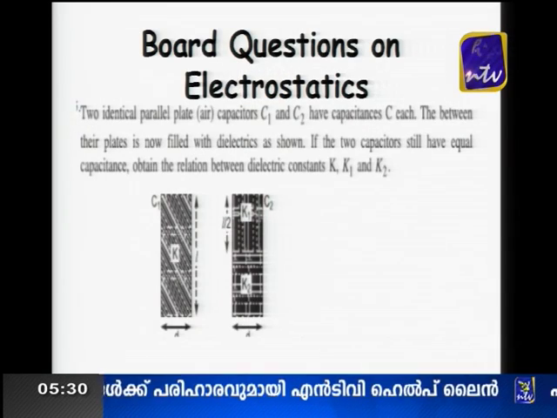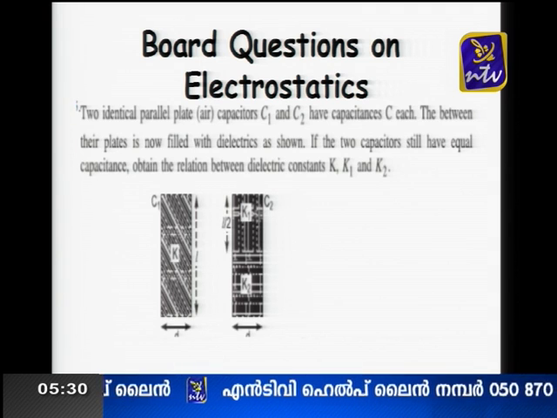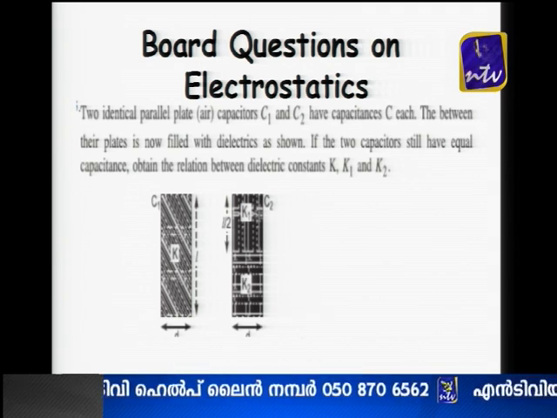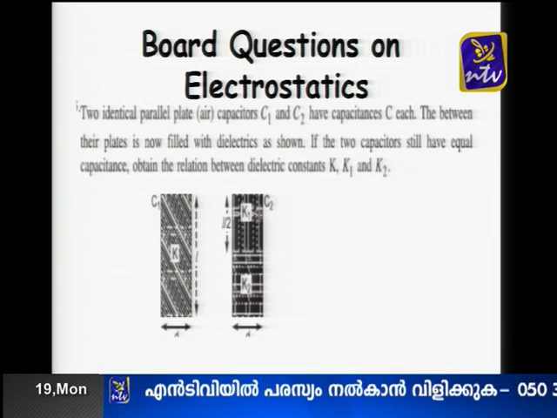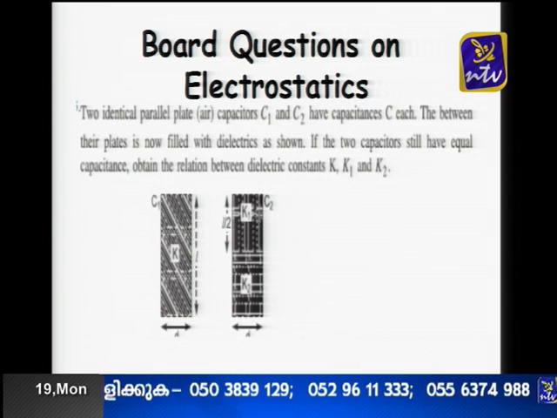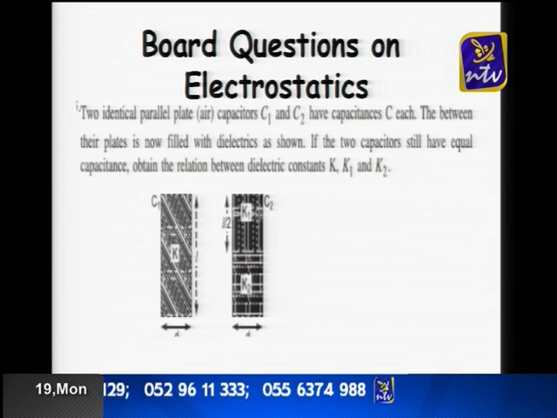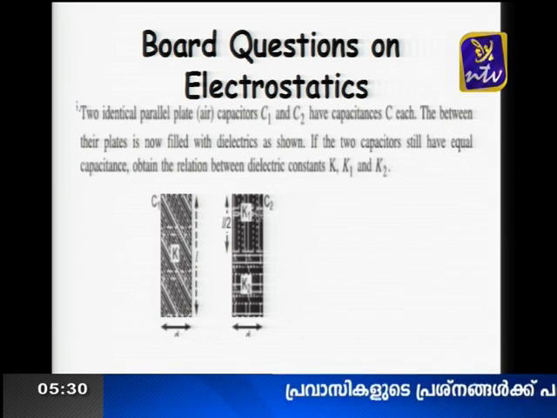Two identical parallel plate capacitors C1 and C2 have capacitances C each. The space between the plates is now filled with dielectrics as shown. If the two capacitors still have equal capacitance, obtain the relation between the dielectric constants K, K1 and K2. Let us work it out.